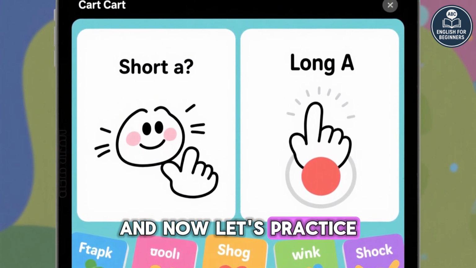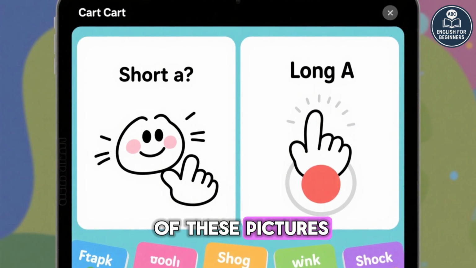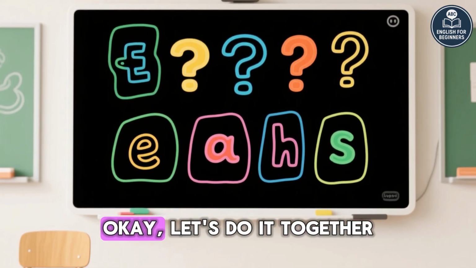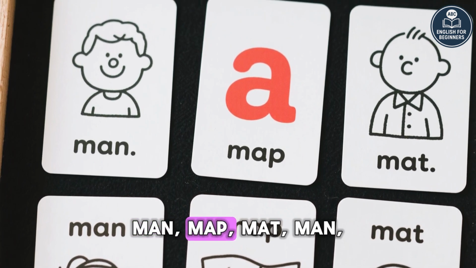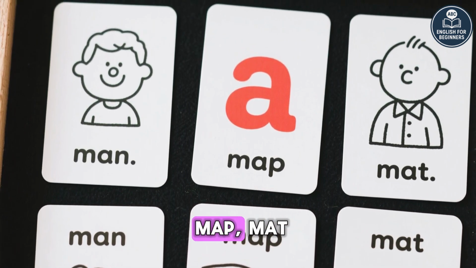And now let's practice reading with the help of these pictures. Can you read these words? Okay, let's do it together. Man, map, mat.